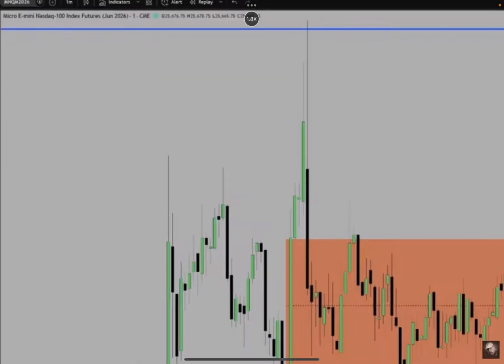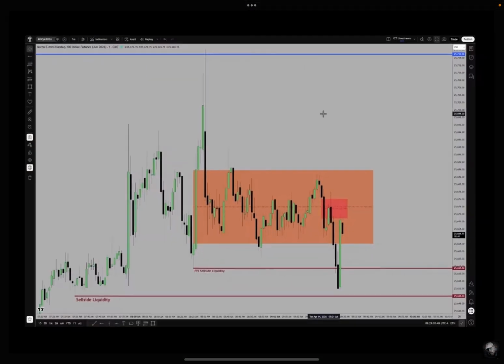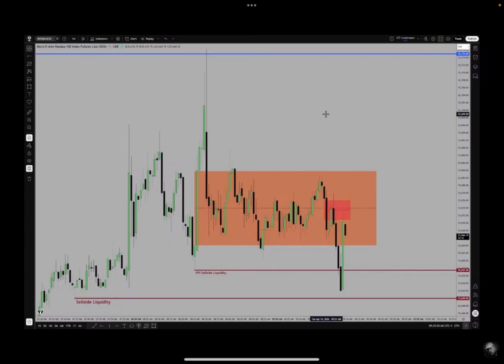We are dealing with the micro E-mini NASDAQ 100 futures. And this is the New York session time frame here. You'll see these little blocks that he's got in the middle of this chart right here that he refers to as lipstick. And then he erases it in the video.